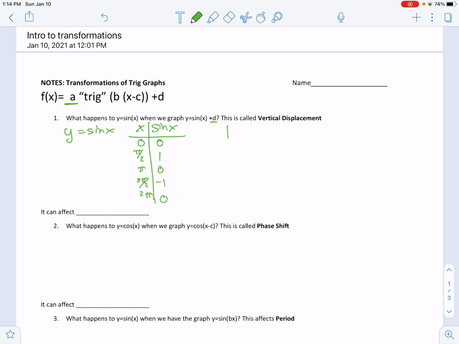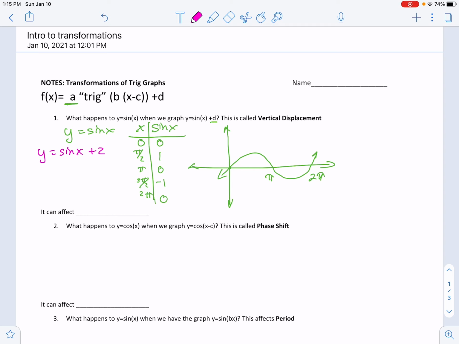When I graph the parent function, it starts at 0, it goes up, goes down, goes back up, keeps going. Correct? Correct. Hopefully you're good at these by now. All right? You've practiced. Now, I'm going to take that function, y equals the sine of x, and I'm going to add 2 to it.